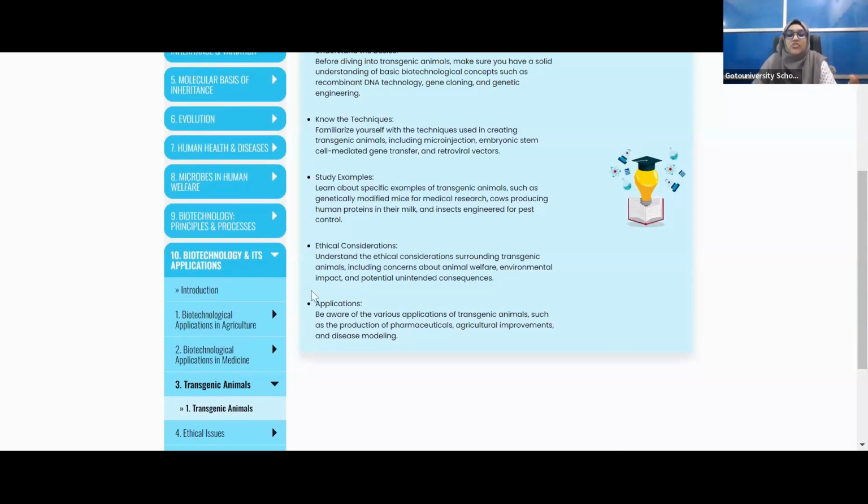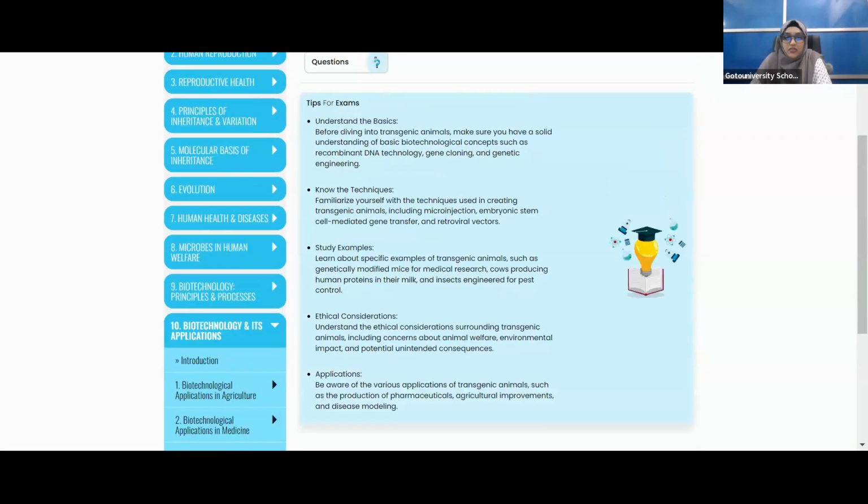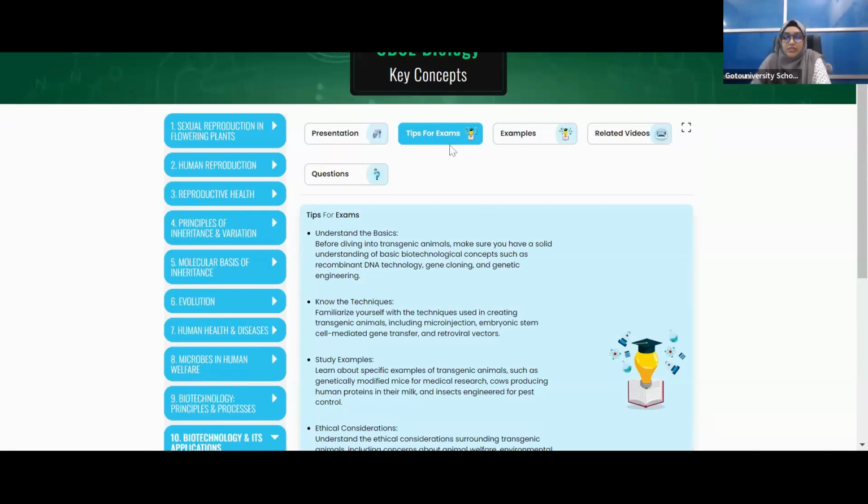Then applications. What are the applications of this? The applications are for agriculture and for medicine. Previously, the first and second topics were only about agriculture. Now we are going to study the applications of transgenic animals. So what are the applications of transgenic animals? Then there are the ethical considerations. Then you have to go through the examples and know the techniques, what all is going to happen here. Is it clear? So these are some tips for the exam.